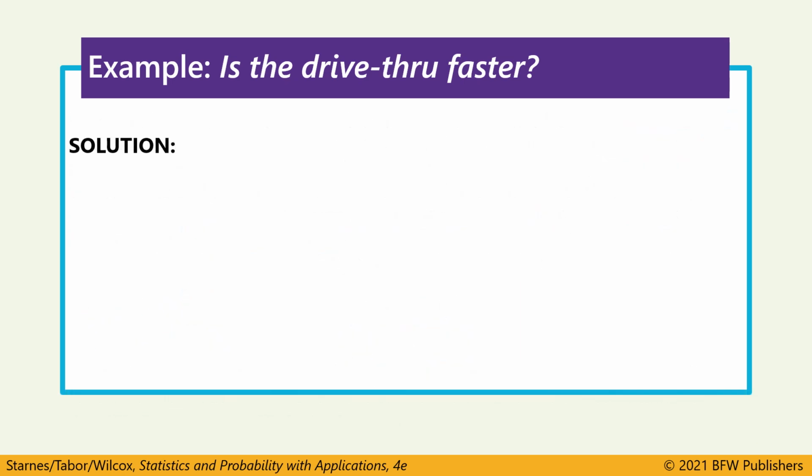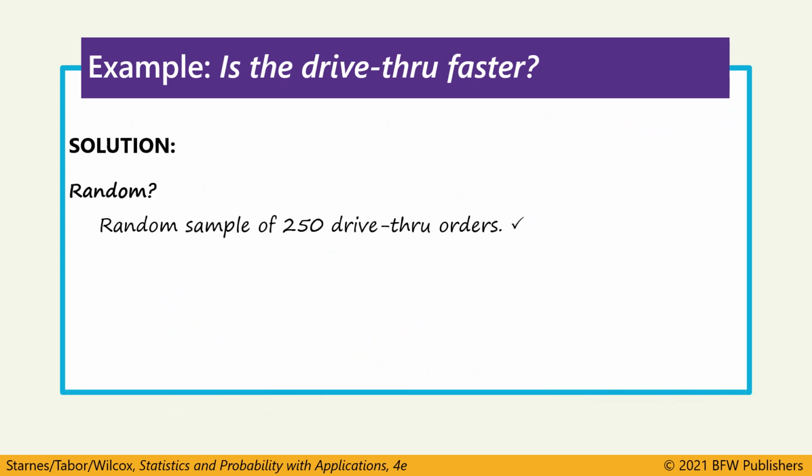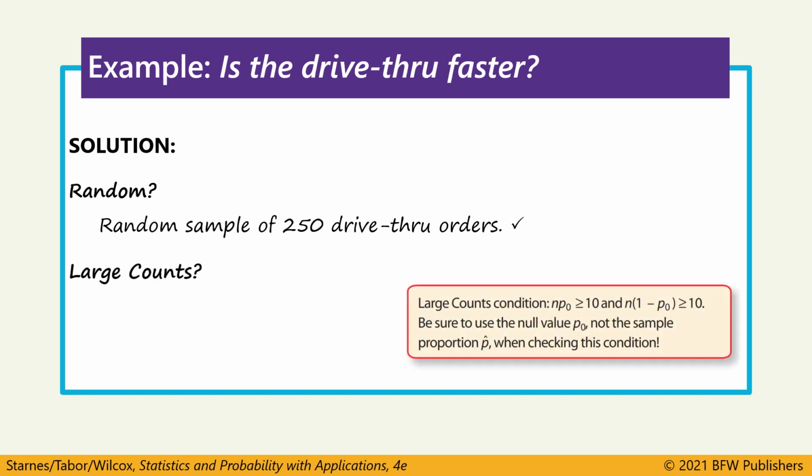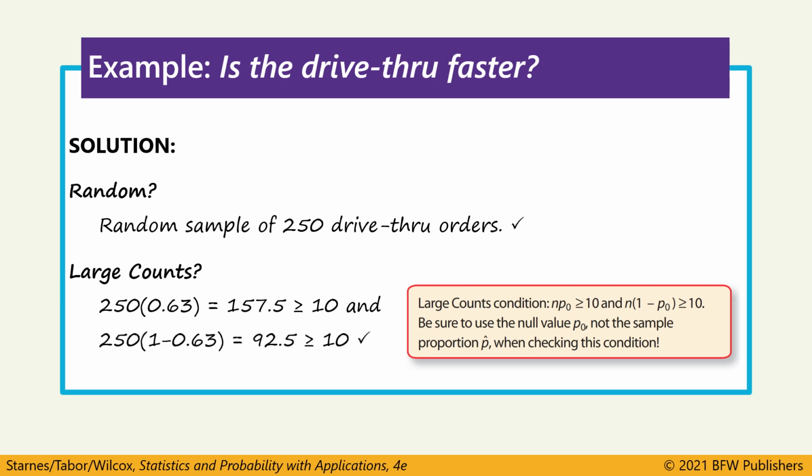So to start, we'll check our conditions. It notes that this is a random sample of 250 drive-thru orders, and 250 orders is less than 10% of all orders. We want to check our large counts, our NP and NQ, and we're using that p from the null hypothesis, not the p-hat from the sample. So we'll use 0.63 and find 250 times 0.63, and the q is just 1 minus that 0.63. We see that both of those are at least 10, so we're good to go ahead and perform this test.